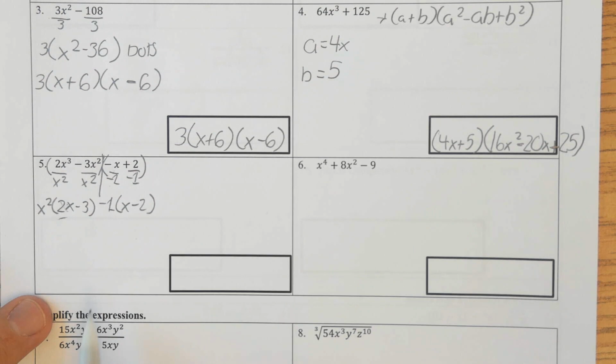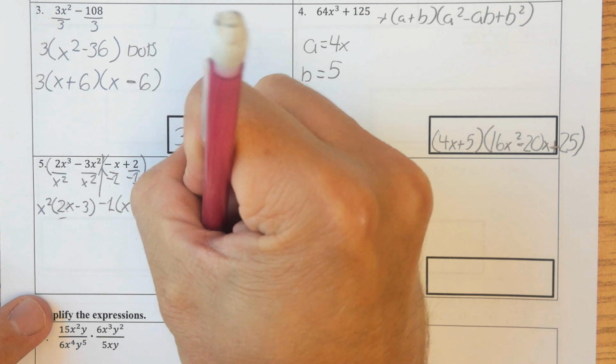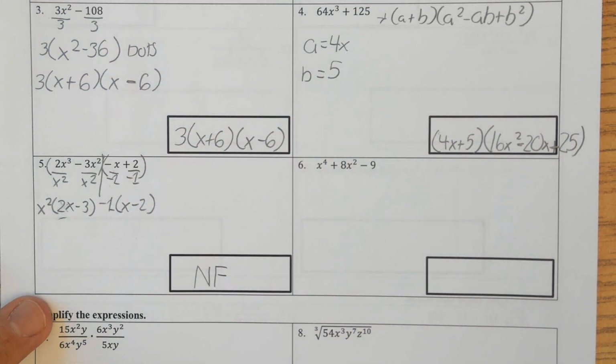Okay, big problem here is that when you're doing factor by grouping, you have to have common expressions here. 2x minus 3 does not equal x minus 2. And so we cannot factor that.